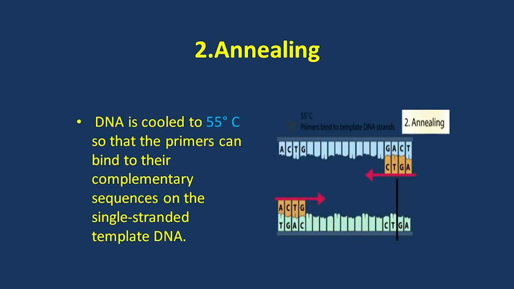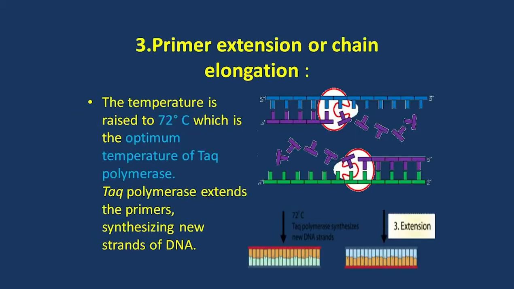In the second step, DNA is cooled to 55 degrees centigrade. That is when the 2 DNA primers that we have synthesized bind to the 3' ends of the DNA. This is called annealing. In the third step, which is called primer extension or chain elongation, we heat the DNA to 72 degrees centigrade, which is the optimum temperature of Taq polymerase.